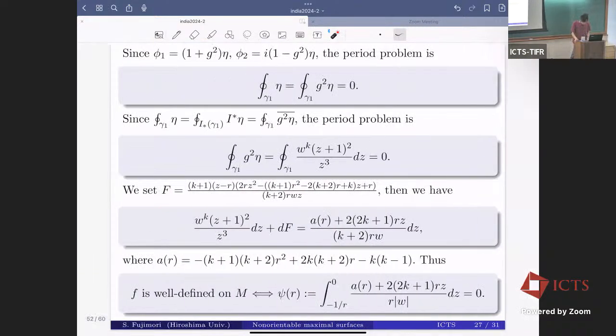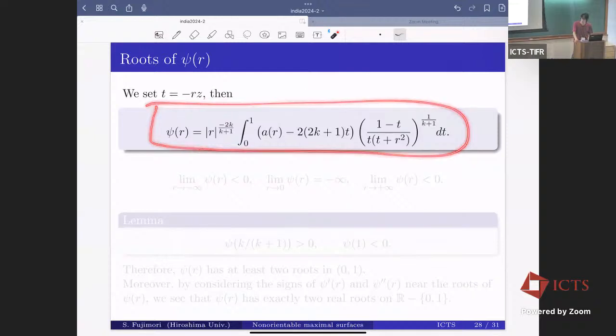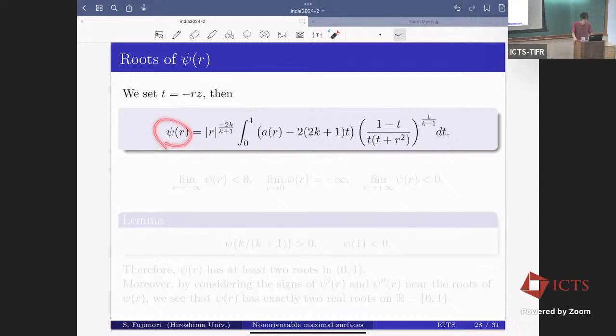Now, the term here we have 1 minus 1 over R, so it is difficult to evaluate. So we change the variable t equal to minus rz. Then we can rewrite c this way, the integral from 0 to 1 and here. So we want to show this has exactly two solutions.